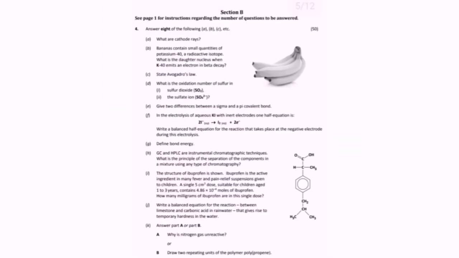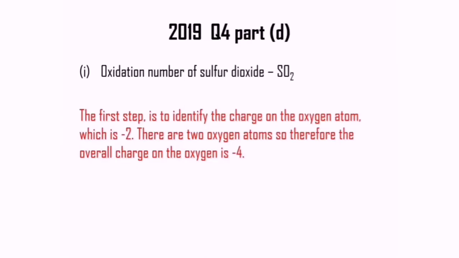What is the oxidation number of sulfur in part 1, sulfur dioxide, SO2, and part 2, the sulfate ion, SO4 2-? The first step is to identify the charge on the oxygen atom, which is -2, as we know because we looked at the periodic table and the charges that each atom has depending on the group it's in.